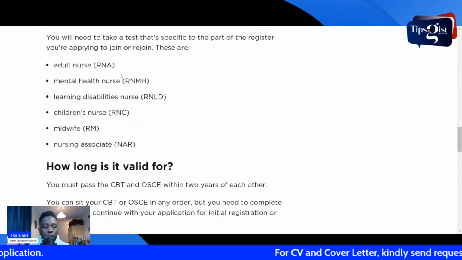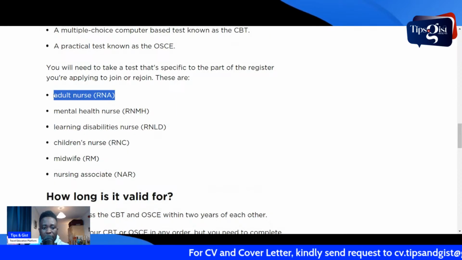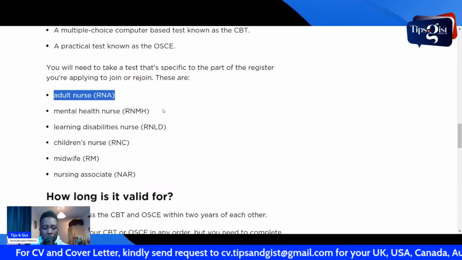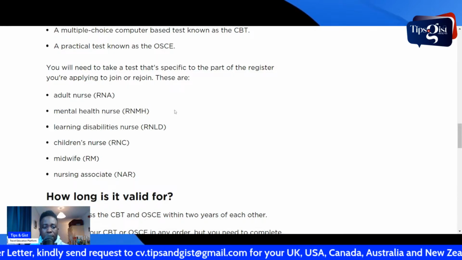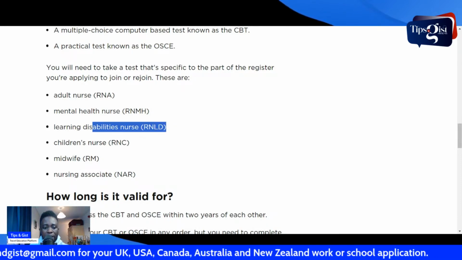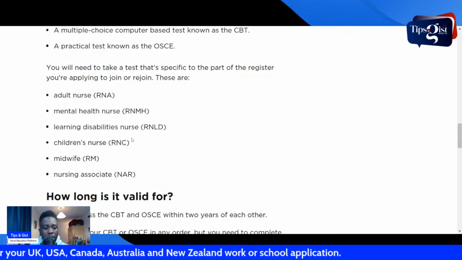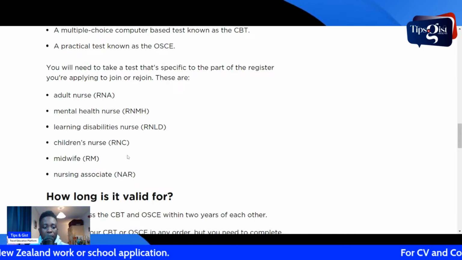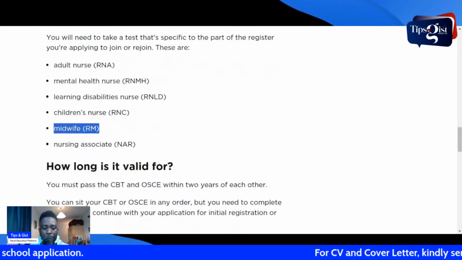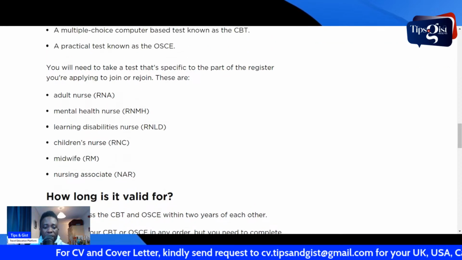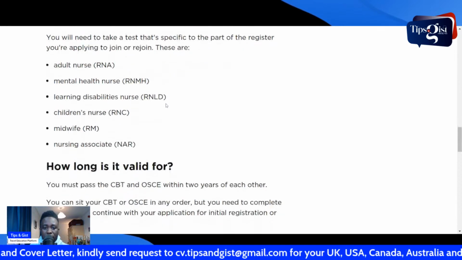All right. Now we have the adult nurse, that is RNA, registered nurse adult. We have RNMH, registered mental health nurse. We have the RNLD, that is registered learning disability nurse. We have the RNC, that is registered children nurse. In Ghana, they will say pediatric nurse, right? We have the RM, that is registered midwife, and we have the NAR, that is the nursing associate registered. All right, so these are the abbreviations for UK nurses and midwives.